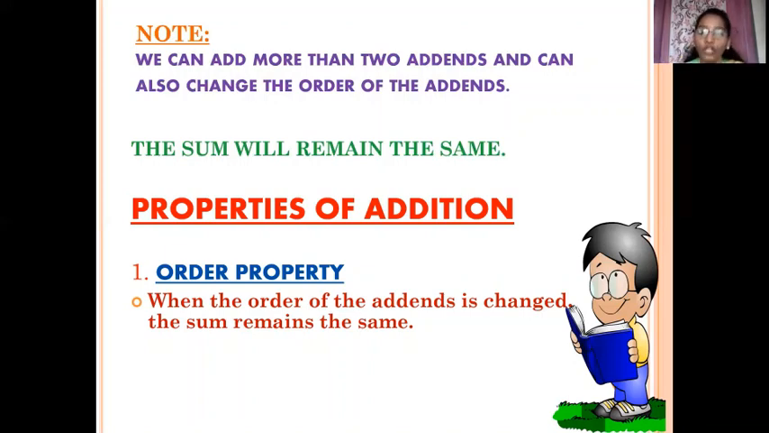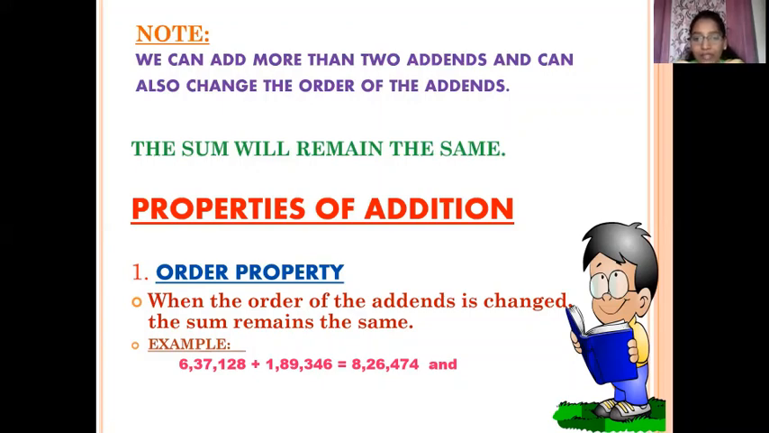Okay, when you change the order of the addends, first large number you write second, second large number you write first and find the sum. You get the same sum if you change the order also. So let's take an example, and here I'll take up an example, that is 6,37,128. When I add with 1,89,346, I get 8,26,474. Now, this is what we have solved according to the question.